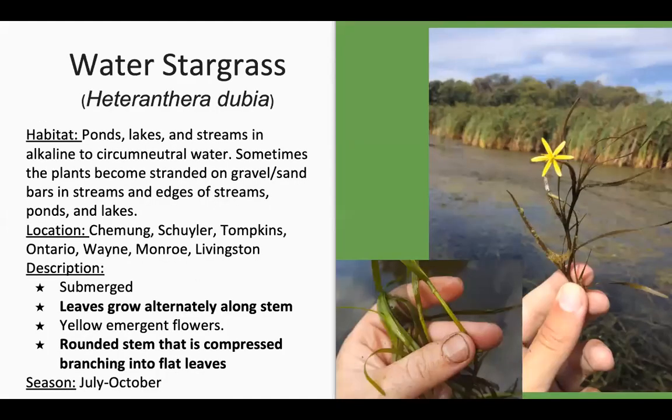Next up, we have water stargrass. So this one, the flower is pretty distinguishable if the flower is present. It's that yellow flower that's shown in the image. The leaves grow alternately along the stem, and the stem is rounded, but it's pretty compressed. And then it branches out into these flat leaves that you can see that are alternate on the stem.